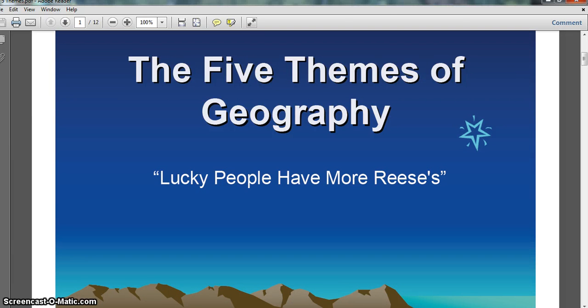The Five Themes of Geography, Lesson 4. In today's lesson, we will be looking at the 5 themes of geography. These are themes that geographers use when studying a place. The acronym that you will use will be LPHMR, and the way that you can remember that will be Lucky People Have More Rhesus. I will come back to that at the beginning or at the end of the presentation.